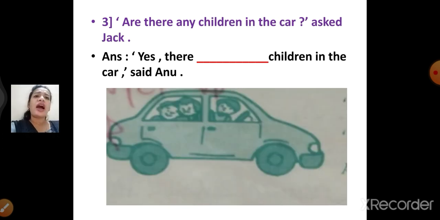Third one, are there any children in the car? Asked Jack. So, for the positive, what are you going to say? Yes, there are some children in the car. Yes, there are some children in the car, said Anu. Let's see the answer. Yes, there are some children in the car, said Anu.